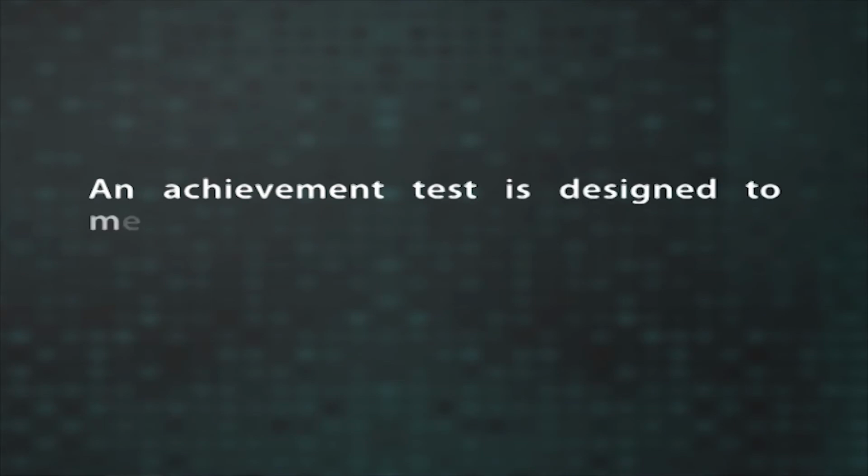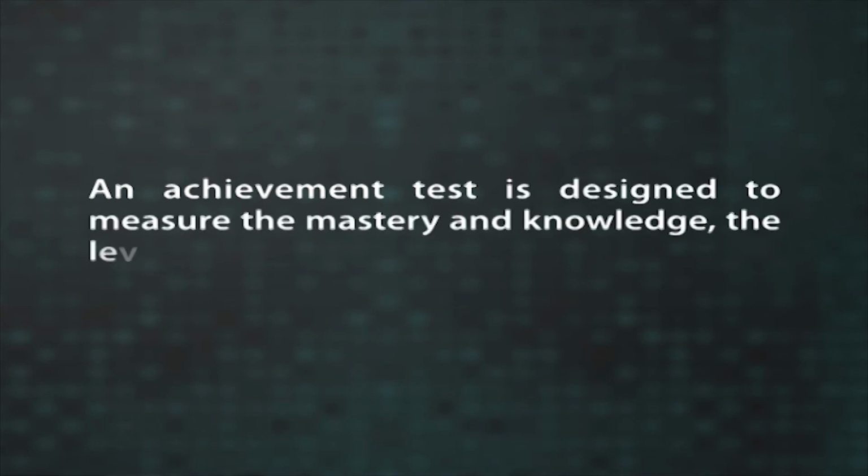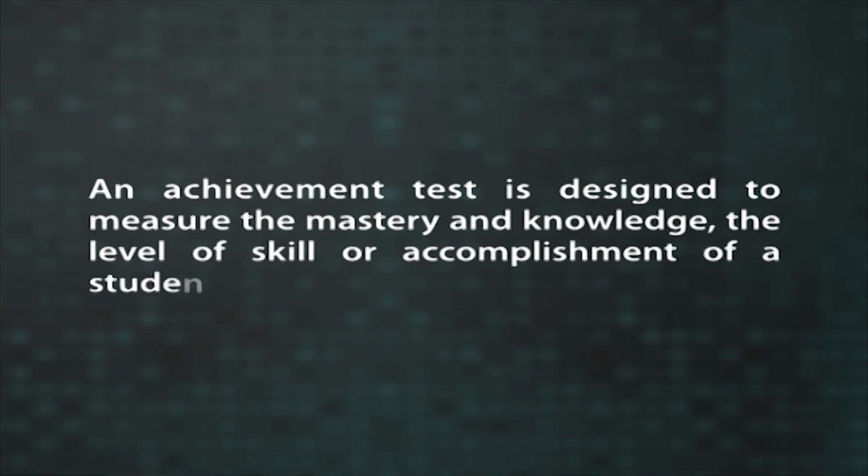Let me summarize what we have discussed so far. This unit deals with the meaning, definition, features and construction of achievement tests. An achievement test is designed to measure the mastery and knowledge, the level of skill or accomplishment of a student in a subject area. It measures the academic achievement of students. The purpose of an achievement test is not to measure what a student is capable of doing, but how much he or she already knows at a particular point of time.